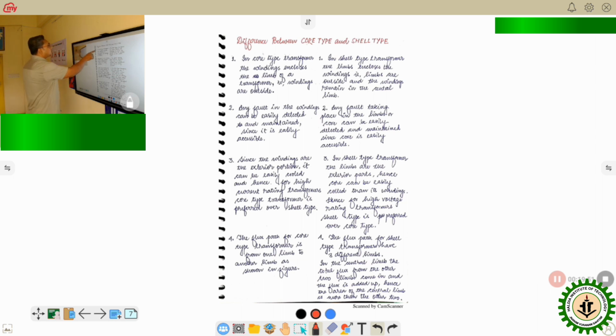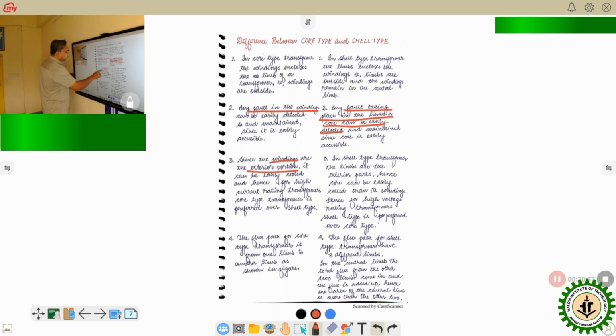Now, because the windings in core type are the exterior portion, the second point I have written is that any fault in the winding can be easily detected. And since in shell type the windings remain the interior portion, faults taking place in the limbs or in the core can be easily detected. But any fault occurring in the winding cannot be easily detected because it remains inside the limbs, inside the core.